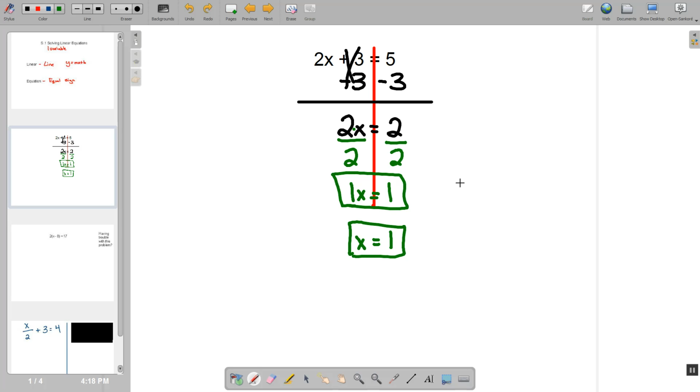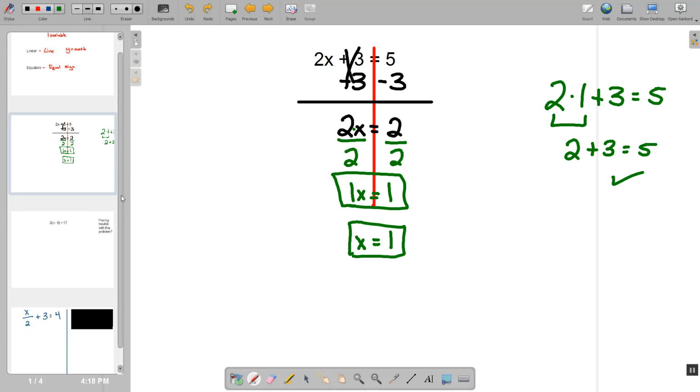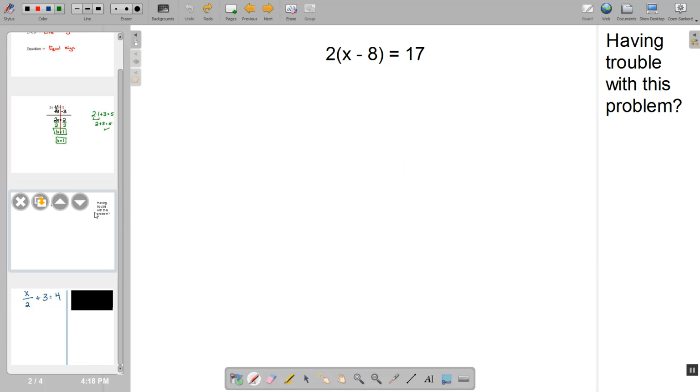But I always want you to plug it back into the original equation to see if it worked. So I'm going to do 2 times 1, because our x is 1, plus 3 is equal to 5. And we want to know, is that a true statement? Well, 2 times 1 is 2. 2 plus 3 is 5. So I put a check mark that says we are correct. Let's move on to the second example.